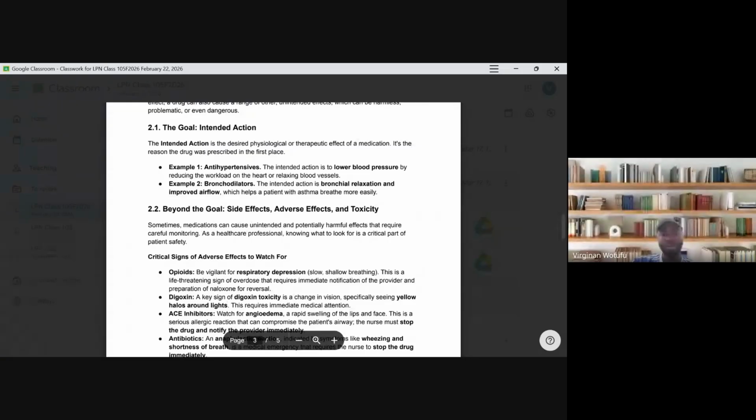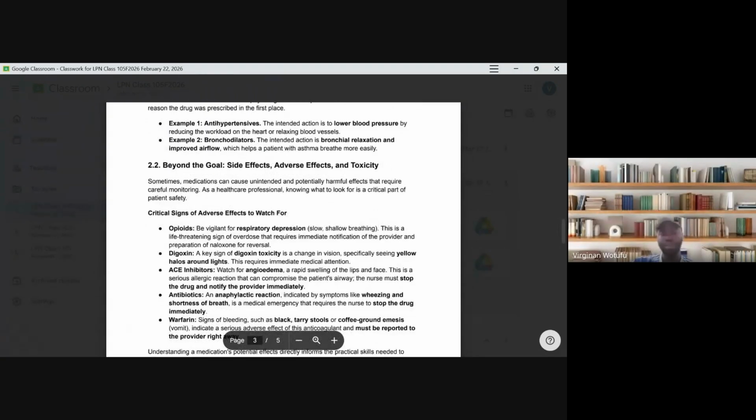Like I said earlier, you have digoxin as well, and the key sign of toxicity is visual changes, like a patient reporting seeing yellow halos around lights. Another, we have the ACE inhibitors, like I said. We watch for angioedema, which is the rapid swelling of the lips, face and tongue as well. This is a serious allergic reaction to the medication, which is life-threatening.